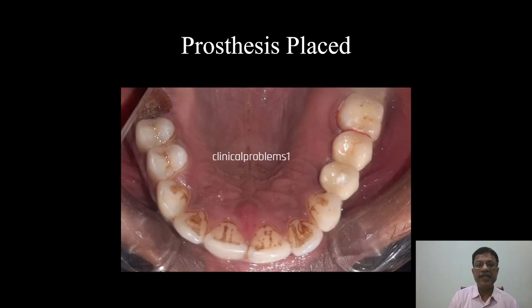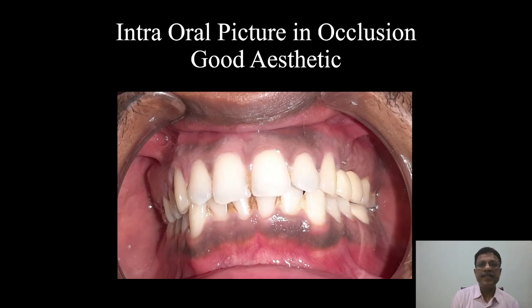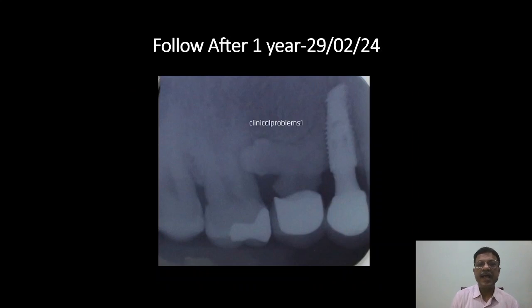And here we place the final restoration in 1,4 and 1,5, and the restoration is good, as you can see in this picture. This is the intraoral picture with good aesthetics, and the patient is restored and now he can attend his wedding confidently. And this is the 1 year follow-up of this case. You can see that the implant is in proper shape even after 1 year. This is the IOPA X-ray after 1 year, but it is now more than 3 years.